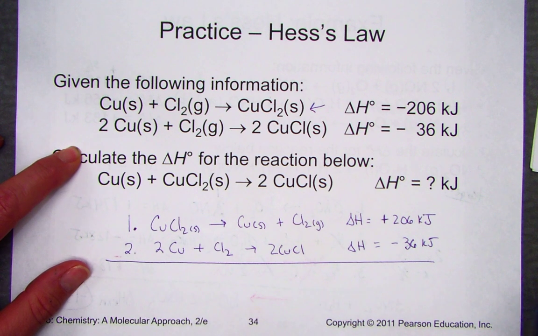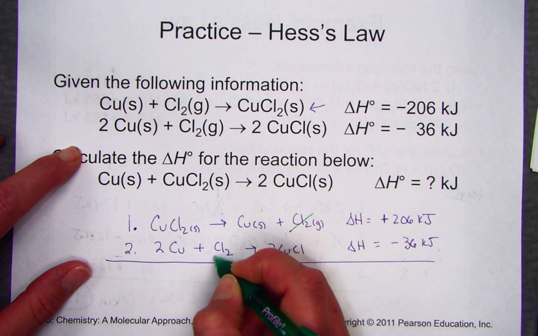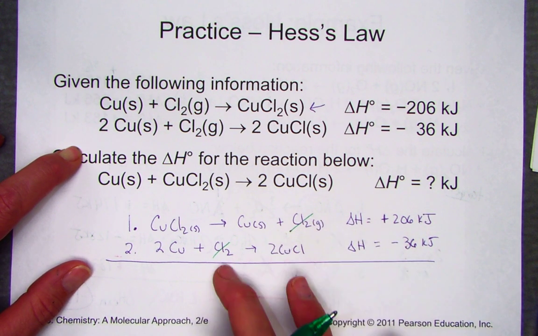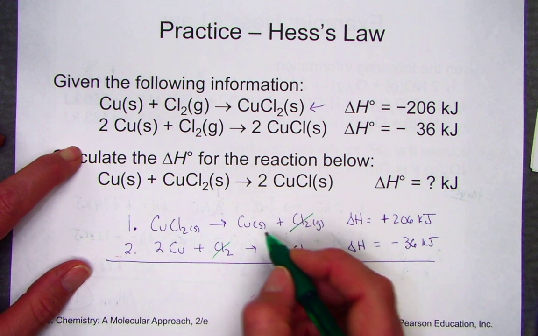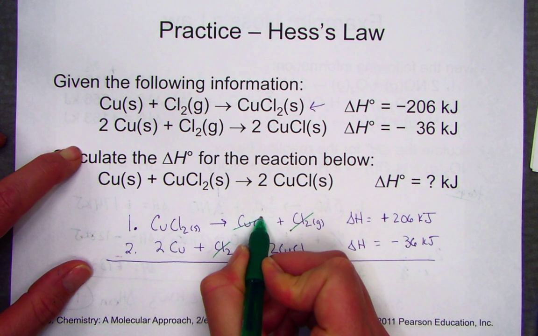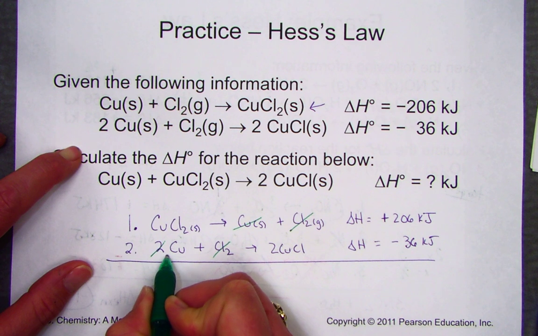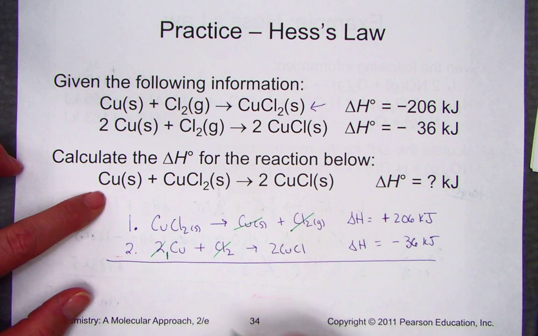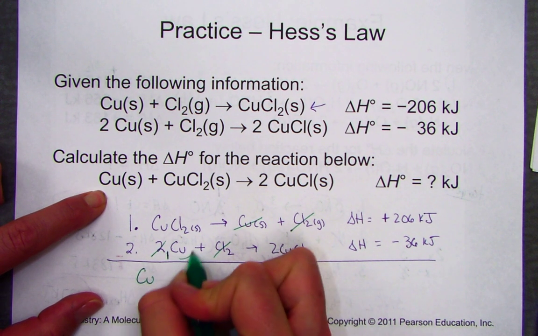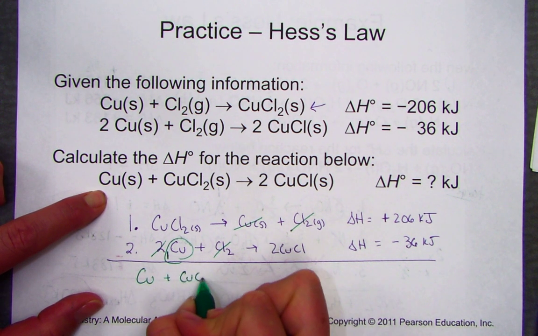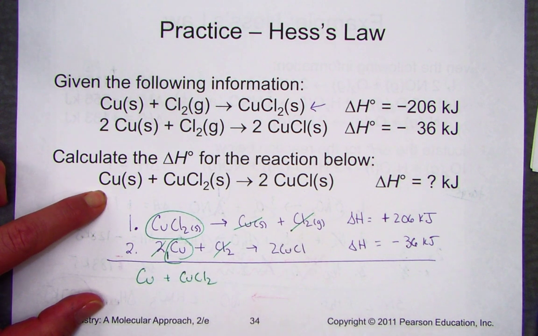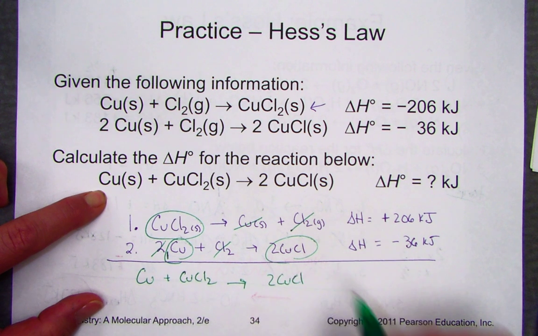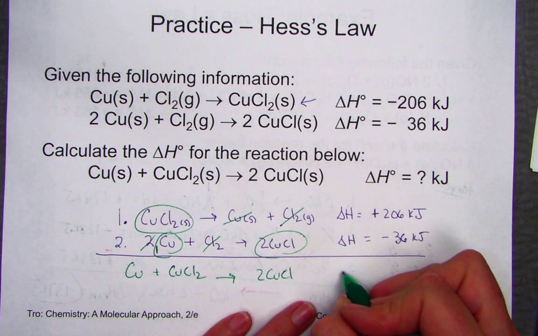I notice chlorines will cancel out. It's a product in the first equation, a reactant on the other. They will cancel. I have 1 unit of copper solid, 2 units on the left in the second equation. That's going to give me a net of 1 copper. I think it really was that easy. 1 copper is remaining, plus copper 2 chloride on the left side of the arrow, giving us 2 copper chlorides, the only products left in our equation.